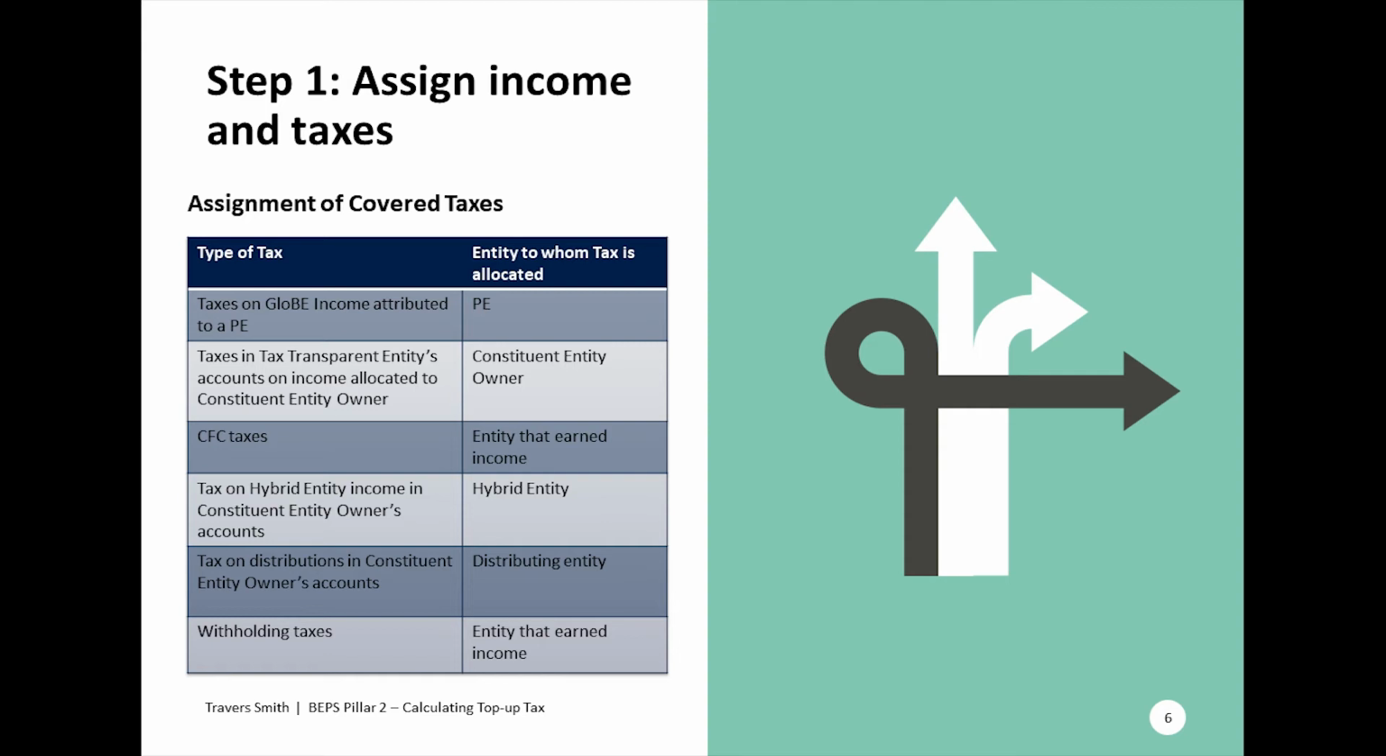And then finally, withholding taxes. So withholding taxes levied on interest or royalty payments, for example, would be attributed to the entity that earns the income. So that's going to be the recipient of the interest payment or the royalty payment.